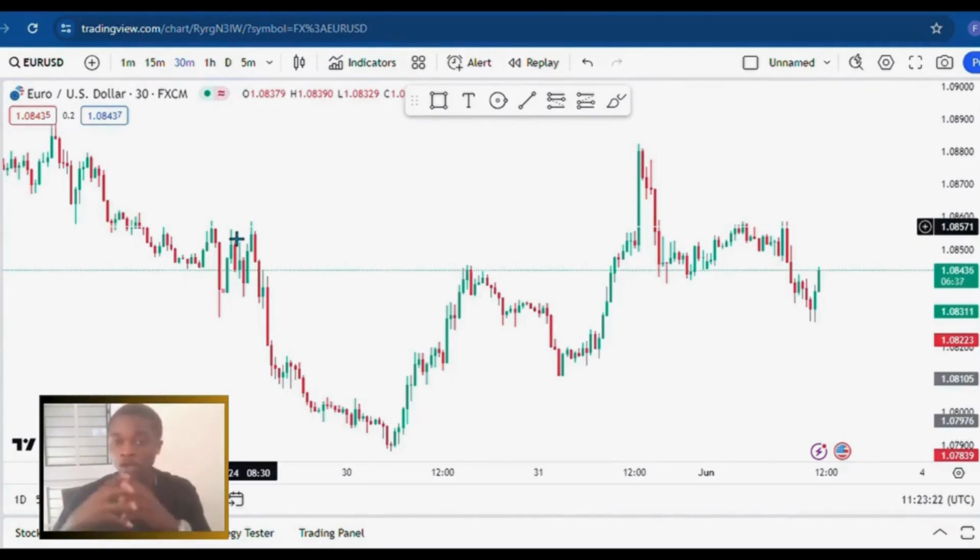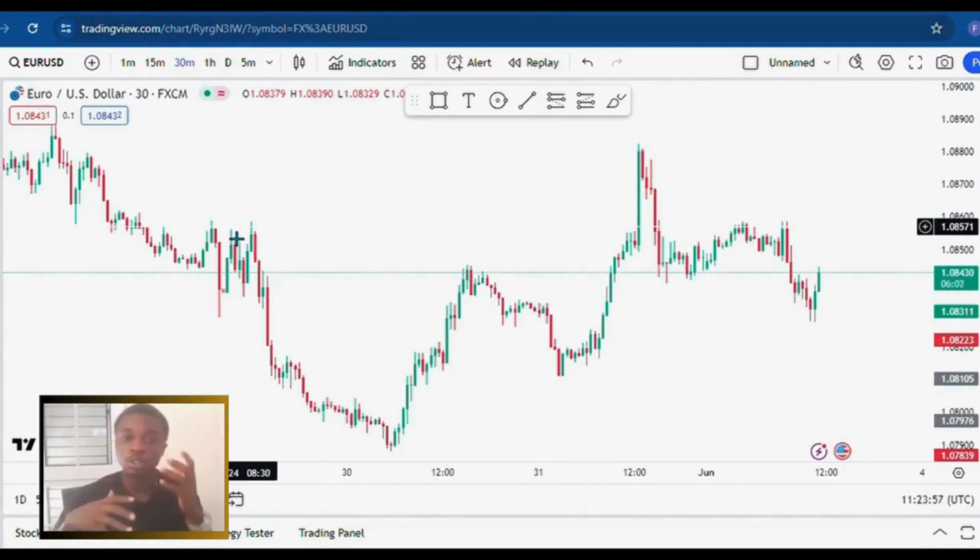Now for the swing traders, you're using a time frame that is higher than the day trader. So as a swing trader, you're using from the daily time frame up to the weekly or monthly time frame. If you want to go deeper, you can still analyze up to the monthly time frame.